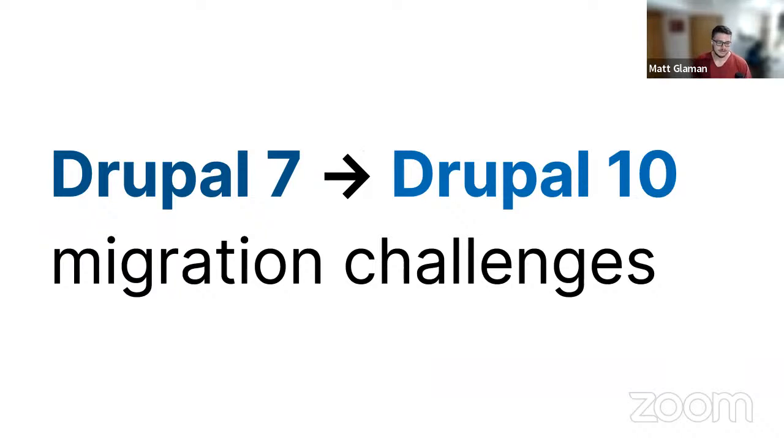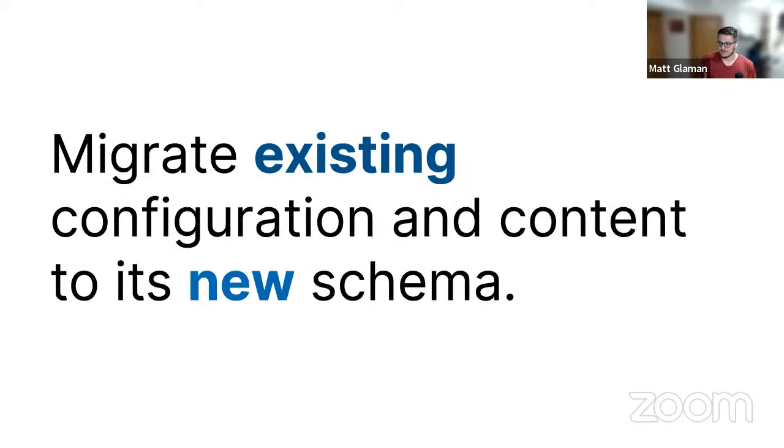So let's talk about some of the challenges from Drupal 7 to Drupal 10 when migrating. The big thing that we always talk about, and I feel like the community has done an excellent job at, is migrating existing configuration and content to its new schema. Node types used to be defined in code for Drupal 7. Now they're a config entity. So we have migrations that set that up.